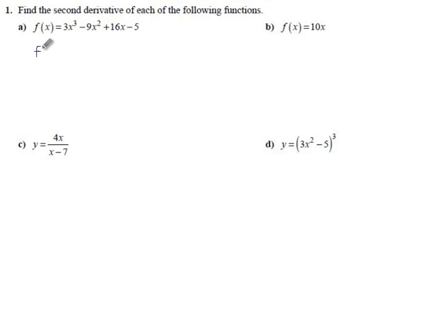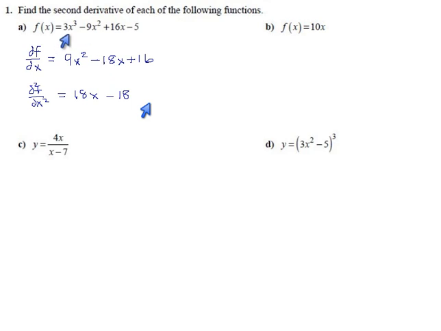For A, df dx, I'll go back to my favorite format, should be 9x squared minus 18x plus 16. The derivative of 5 is 0, so that disappears. And d squared f over dx squared, the second derivative, is 18x minus 18. The derivative of 16 drops out too.